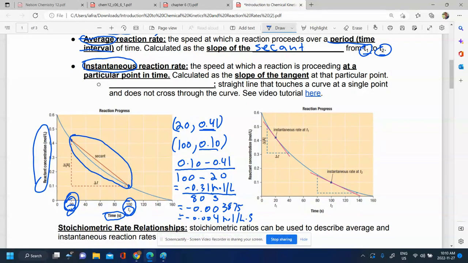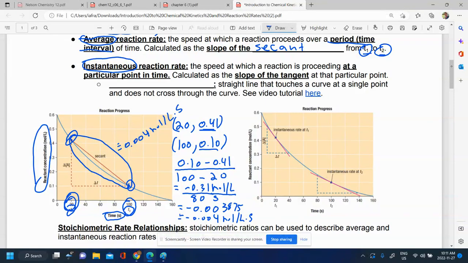Now, you won't really have a negative rate. The reason there's a negative value there is because we're probably looking at a reactant being used up. Reactants will drop. So in reality, when you rewrite this, you're going to write it as a positive value, an absolute value, which means you take off the negative sign there. So the average rate between these 2 points here is about 0.004 moles per liter second.